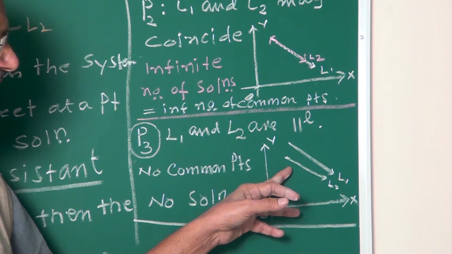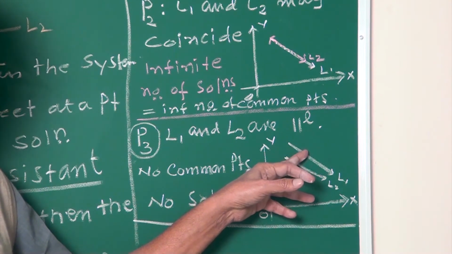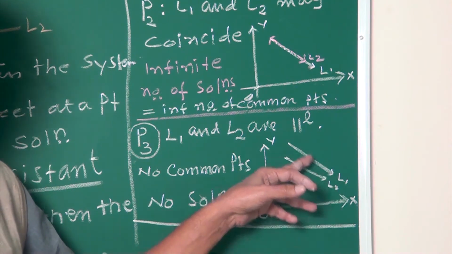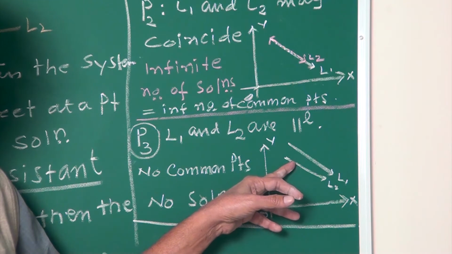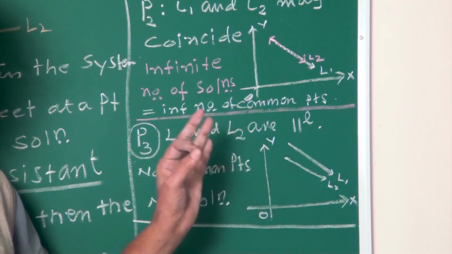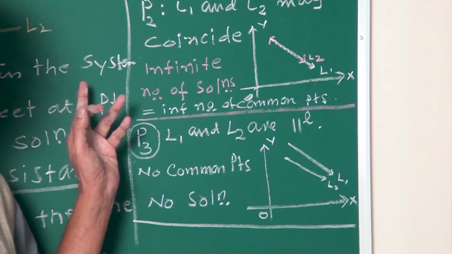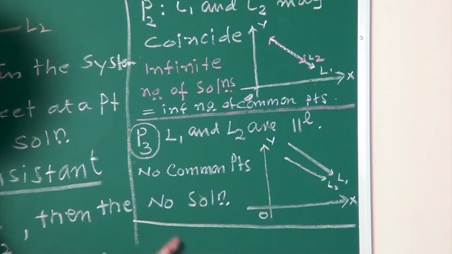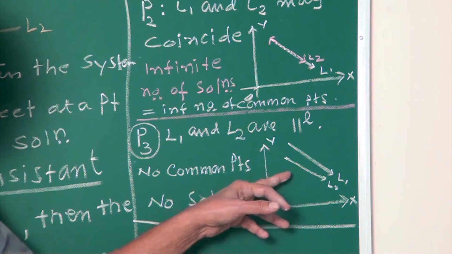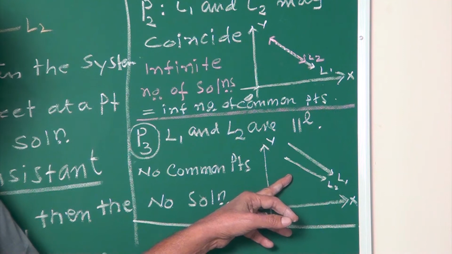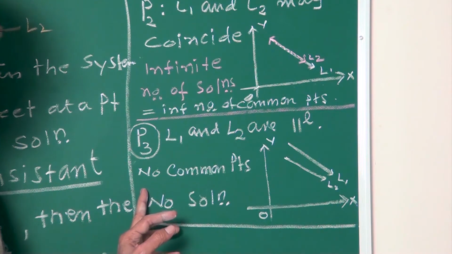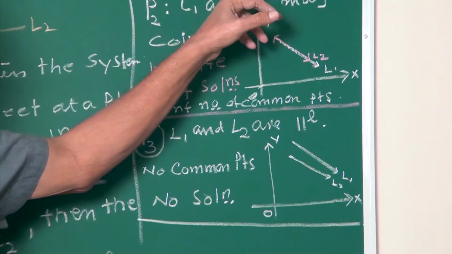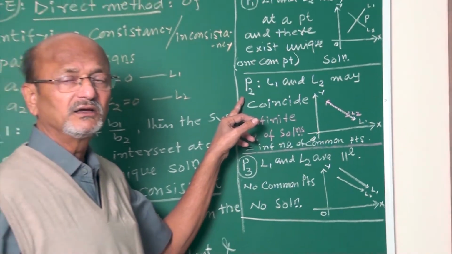When the lines are parallel, there is no common point. A point which is common to both L1 and L2 gives the solution of the system. When there is no common point, there is no solution to the system of equations. So the linear equations of the parallel type have no solution, intersecting type has one solution, and coincident type has infinitely many solutions.